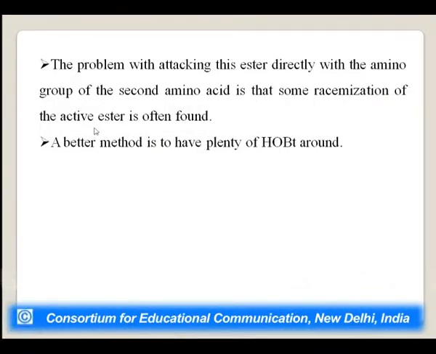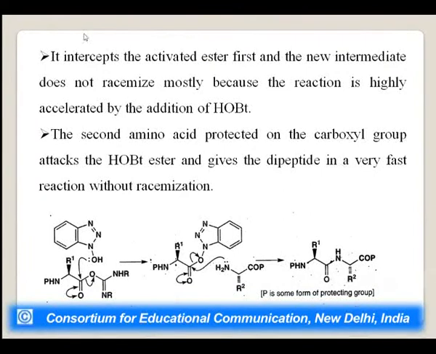some racemization of the active ester is often found. A better method is to have plenty of HOBT around. It intercepts the activated ester first, and the new intermediate does not racemize, mostly because the reaction is highly accelerated by the addition of HOBT.